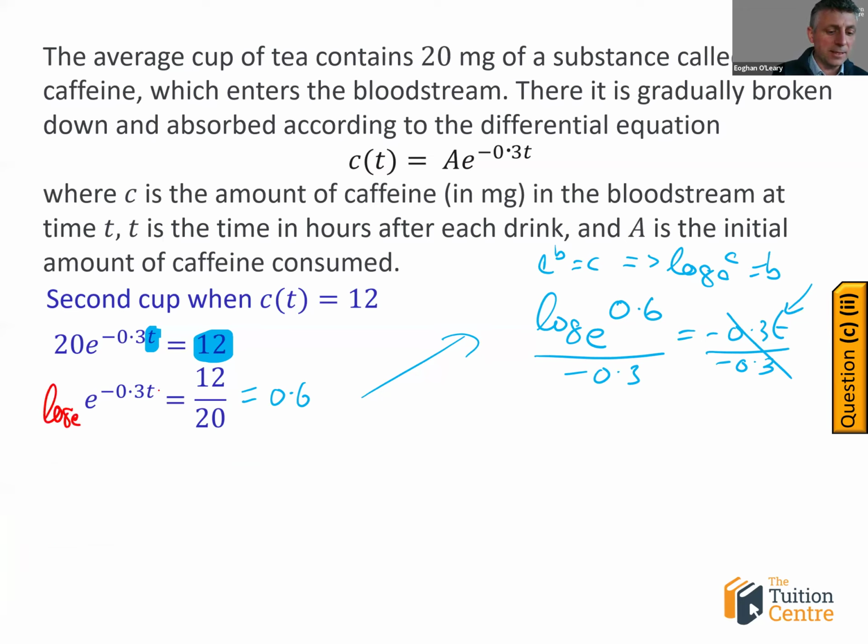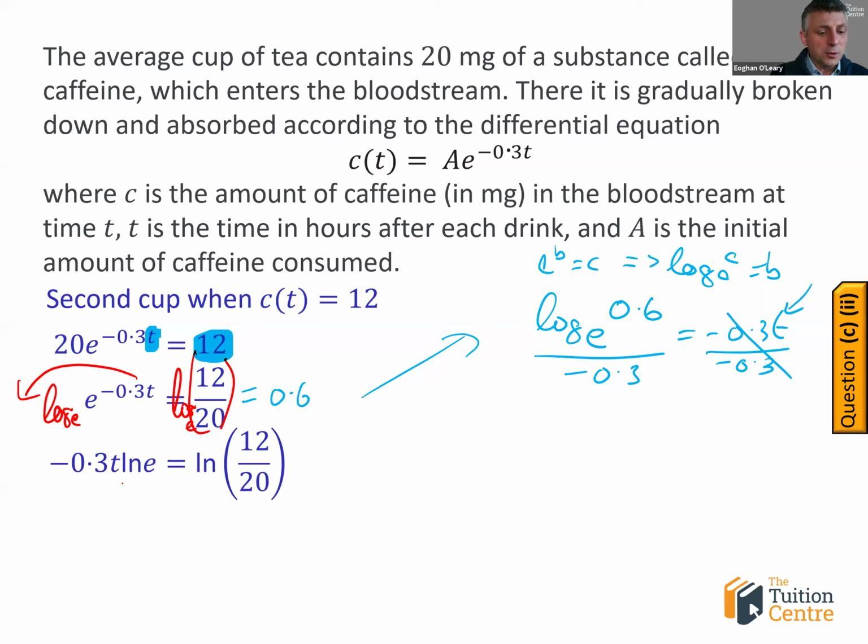So log to the base e, and so that's what it'll look like. I can then use my power to the front law. So minus 0.3 T times the ln of E. And I hope you realize the ln of E would just be equal to 1 because it's log E to the base E. E to what power gives E? The answer is 1. Is equal to ln of 0.612 over 20.